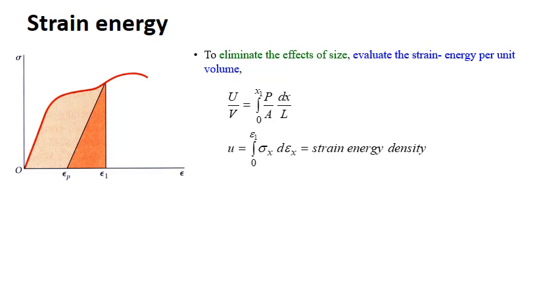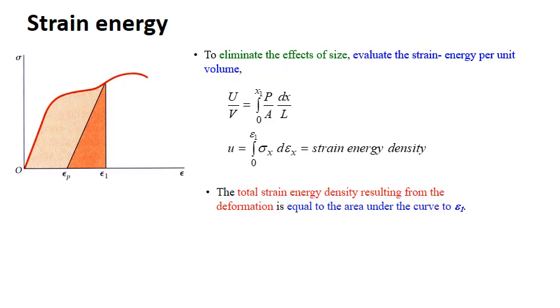Strain energy density. P by A is sigma. Suffix x indicates the loading is along the positive x direction. dx by L is simply what? Incremental strain, that is d epsilon x. So the total strain energy resulting from the deformation is equal to the area under the curve until epsilon 1.